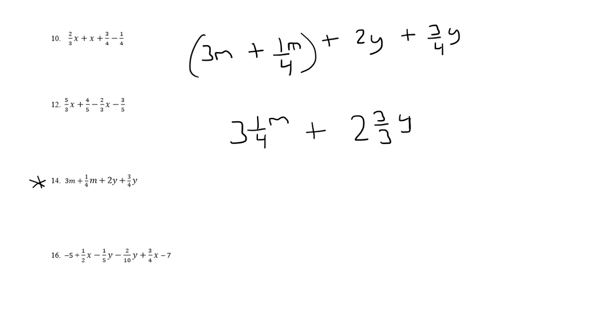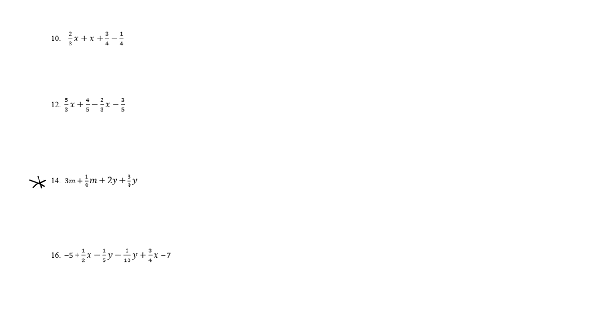Let's look at number 16. Now, as we look at number 16, I'm going to go ahead and rewrite this. But before I do that, I want us to realize that we're going to change this subtraction right here to adding a negative, this one to adding a negative, and this one to adding a negative. Okay, and now I'm just going to group the terms that are like terms together as I rewrite this.